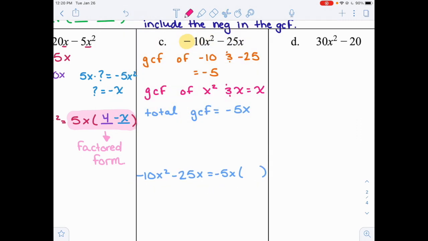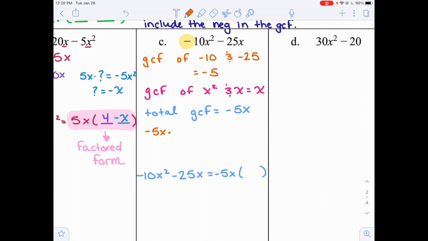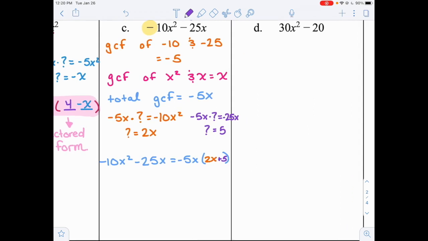So we're going to ask ourselves, negative 5x times something equals negative 10x squared. So that something is going to be 2x. And then also ask ourselves, the GCF times something is negative 25x. So that something is going to be 5. And that is our factored form: negative 5x times the quantity 2x plus 5.